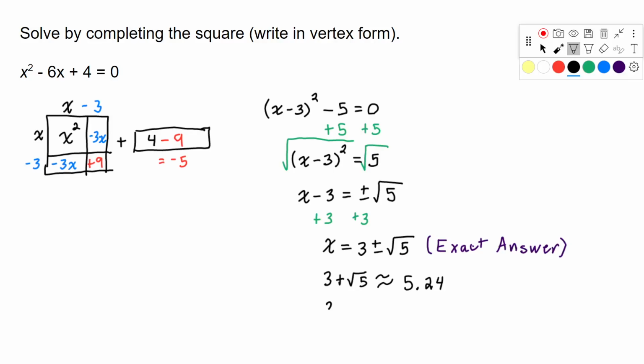The other one I need to find is 3 minus the square root of 5. So again, I'm going to enter that in the calculator just as it's written. And that is approximately 0.76. And these, we say, are the approximate answers.